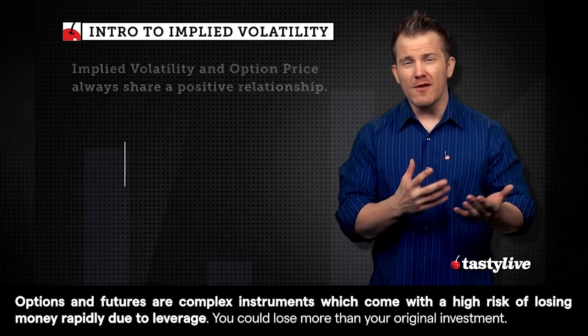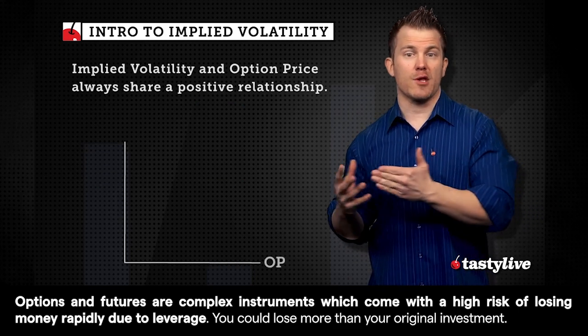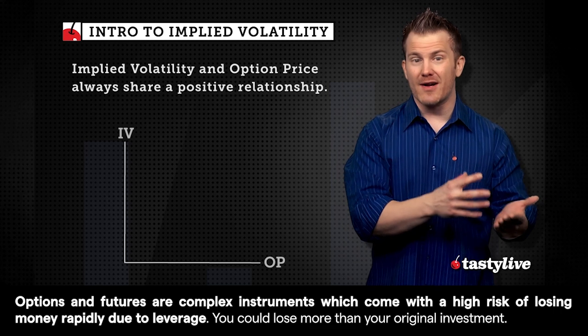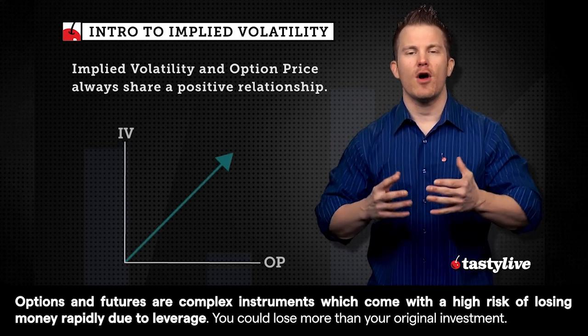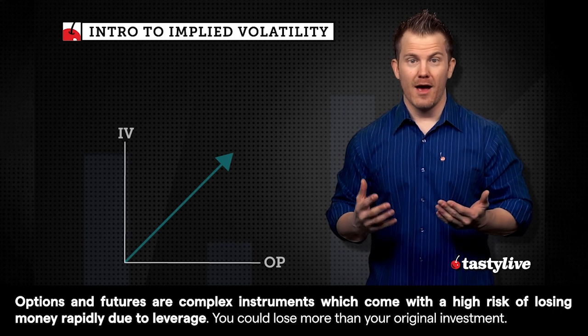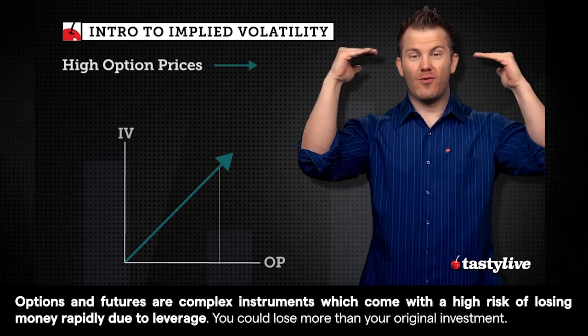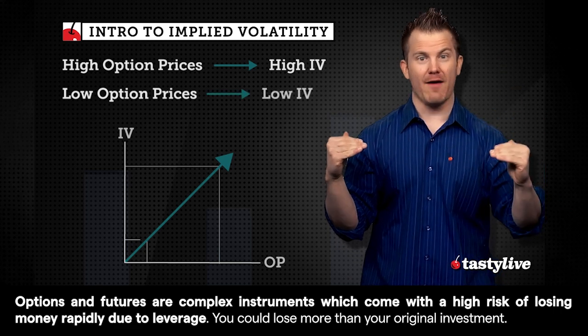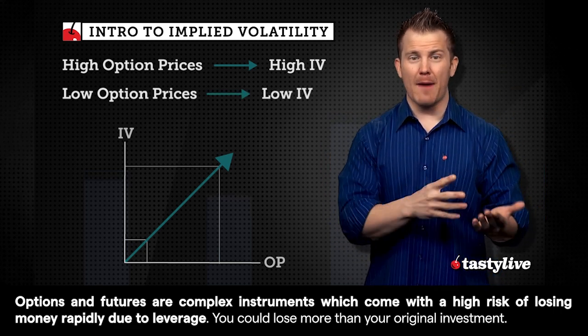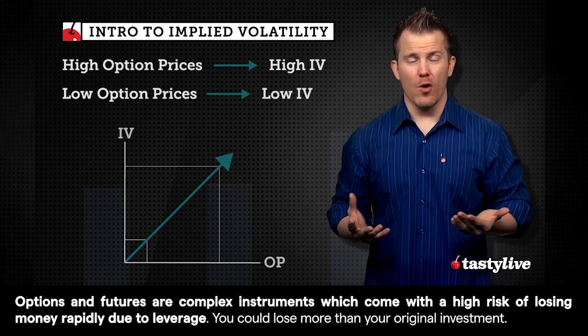Still, regardless of whether you use the model to solve for an option's price or its implied volatility, these two variables will always share a positive relationship. In other words, higher option prices lead to higher IV, and lower option prices lead to lower IV. If you think back to what an option contract represents, this makes total sense.